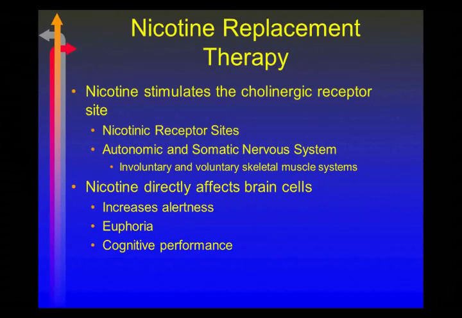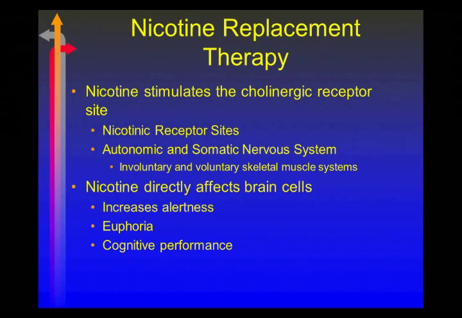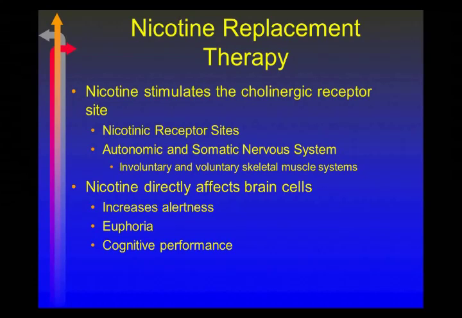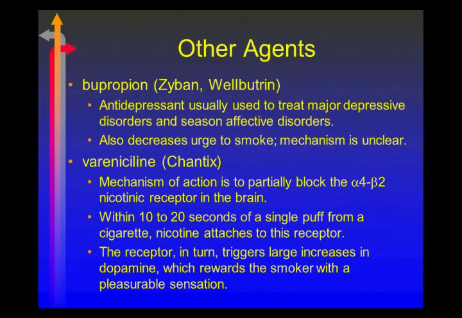What nicotine does is it works on a cholinergic receptor site and basically affects the brain by making the individual more alert, more euphoric, and in theory at least improving cognitive performance. The problem is that cigarette smoke also has carbon monoxide, which will not only kill you, but if you have high levels of carbon monoxide, you're probably not going to be thinking straight.